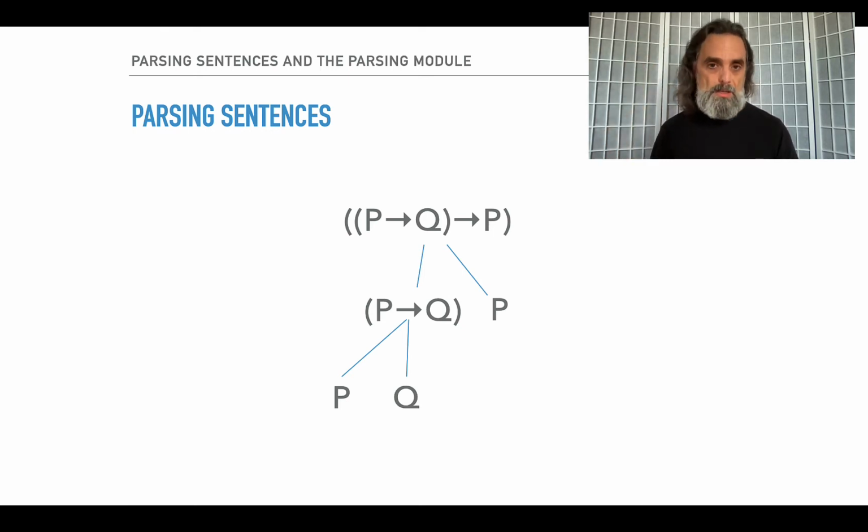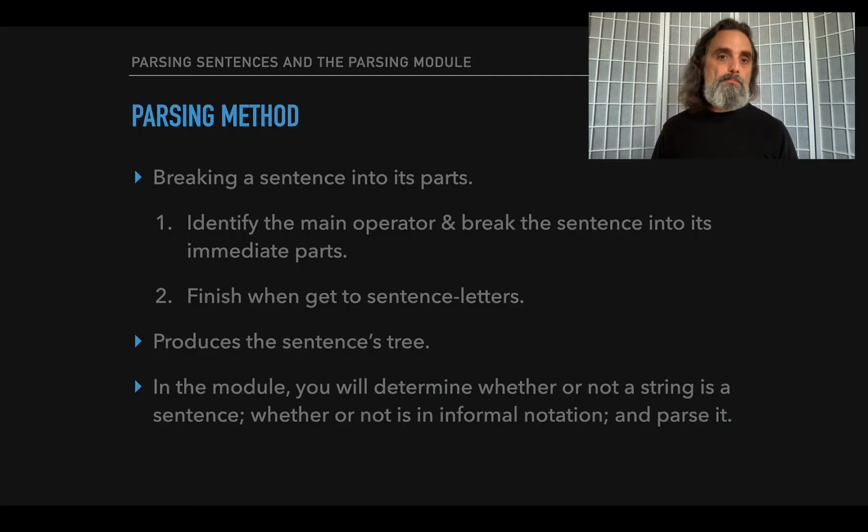The way this works is, at any given point, if we have a complex sentence, we figure out what its main operator is, get rid of that, and write down the pieces, and we keep going until each branch of the tree reaches sentence letters, which don't have any pieces, and then we're done with the tree. So we find the main operator, break the sentence into its immediate parts, and keep going until we get to sentence letters, and that produces the sentence tree.